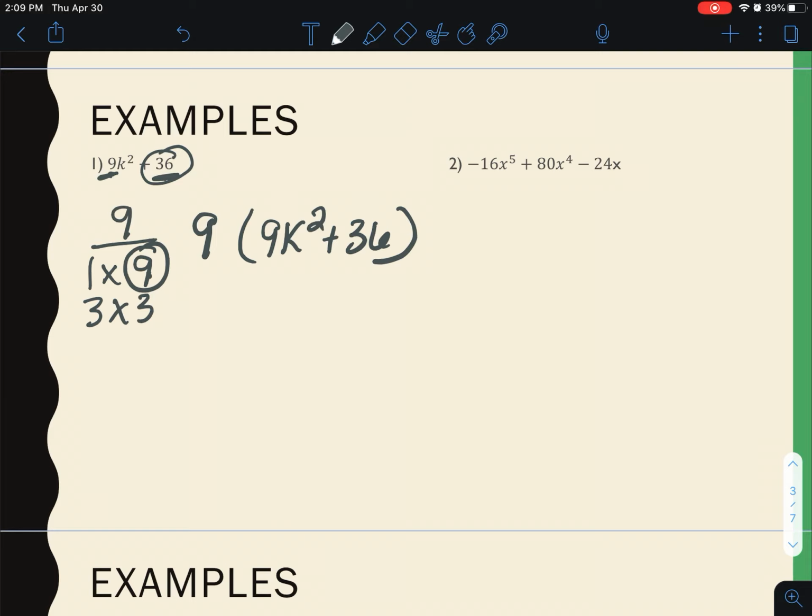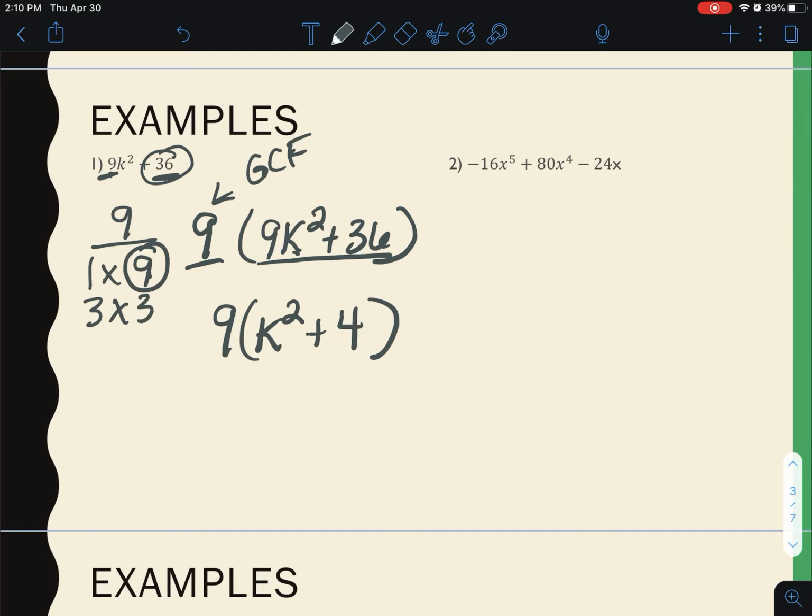So once we've rewritten it with our greatest common factor right here, we're going to divide everything in parentheses by the greatest common factor. Greatest common factor stays on the outside of the parentheses. 9k squared divided by 9 is just going to be 1k squared, so k squared. 36 divided by 9 is 4, so plus 4. So that is my answer.